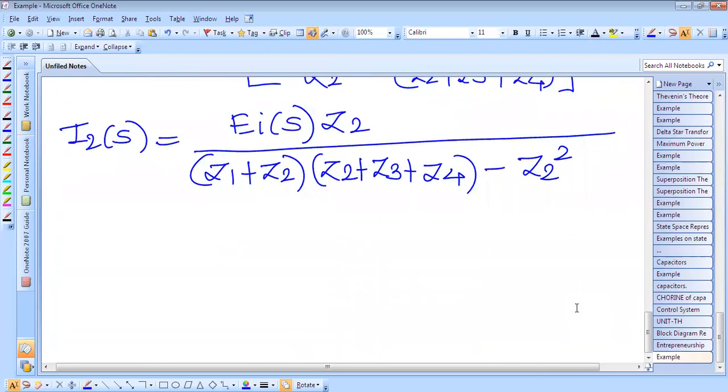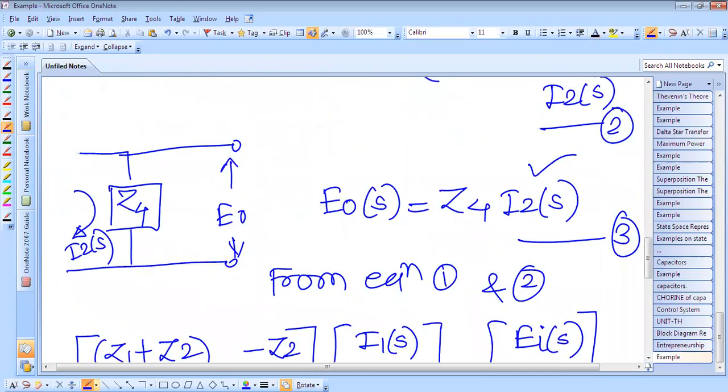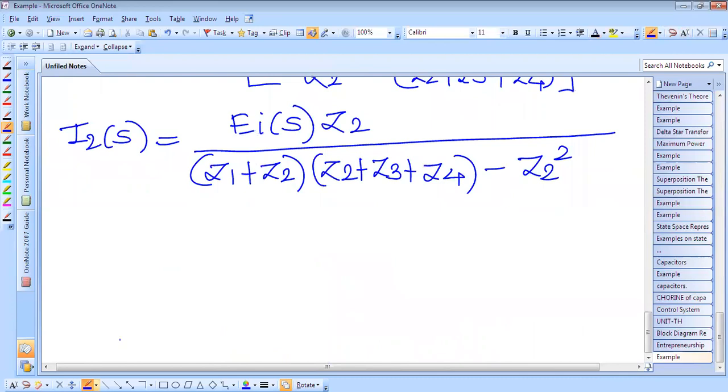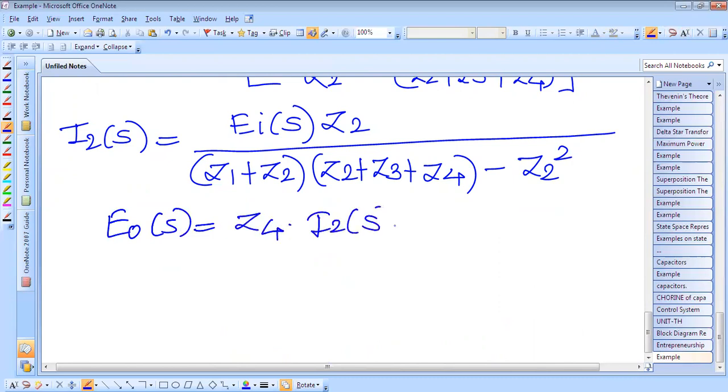Okay, so from equation 3, that is E naught of S is equal to Z4 into I2 of S. So this is equation number 3 and we have to substitute this value of I2 of S from this equation. So E naught of S is equal to Z4.